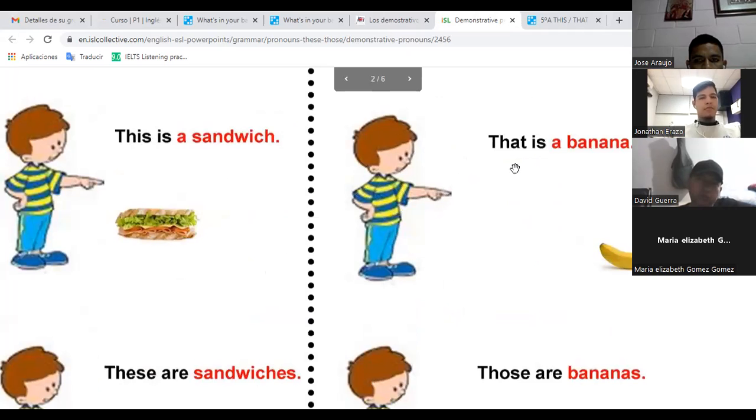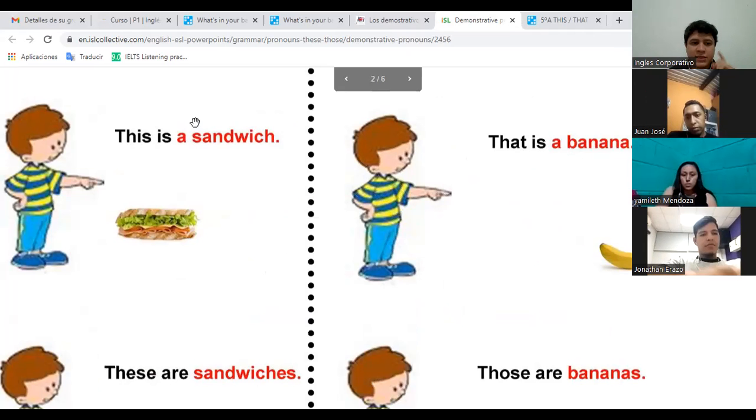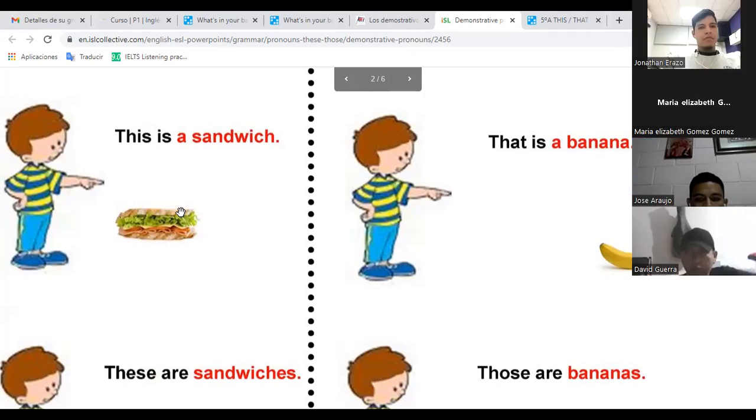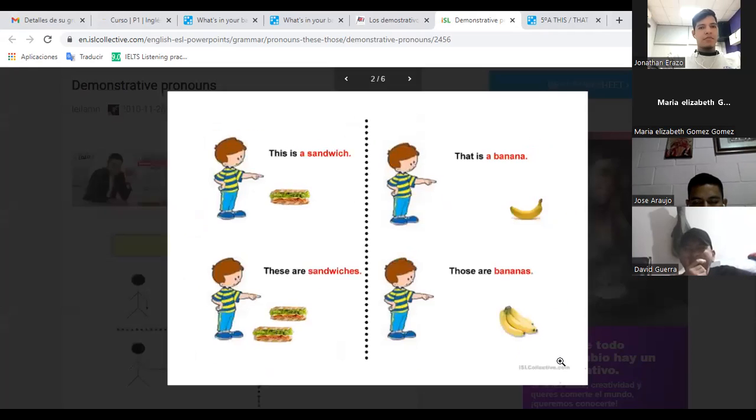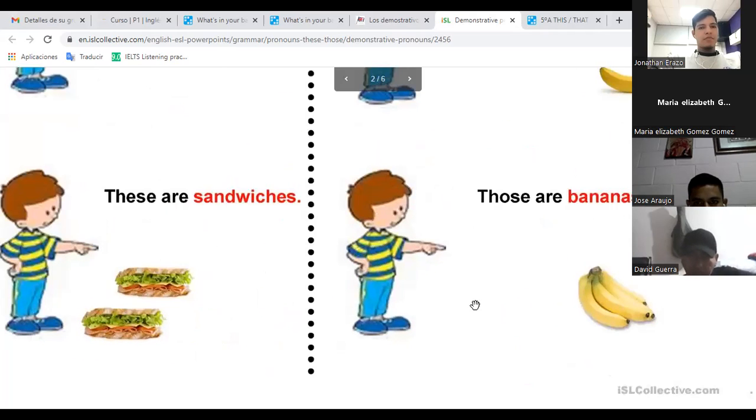Now, Jonathan, can you help me reading this, please? That is a banana. Perfect. Thank you. Esa es una banana, right? Es una cosa que está lejos, right? Perfect. Now, we have this one.